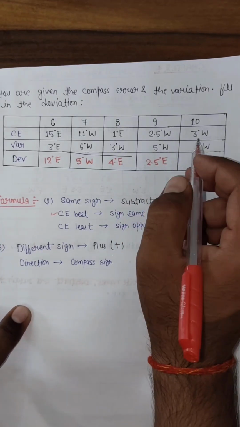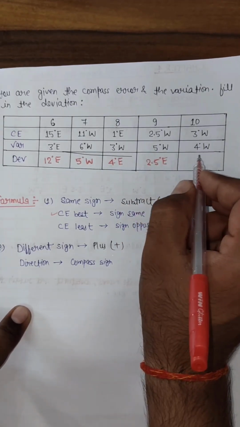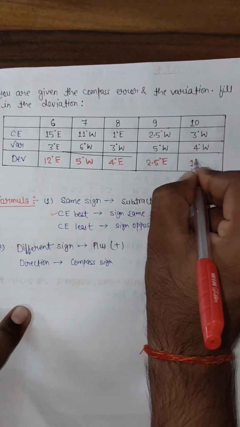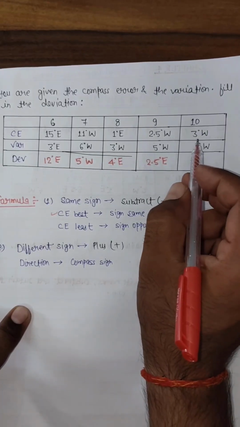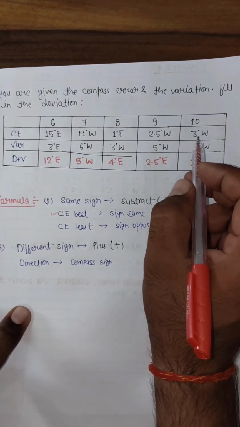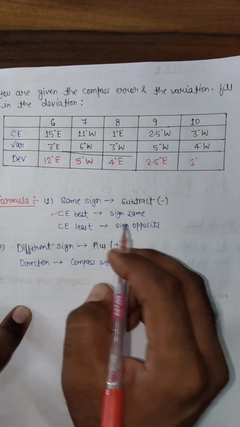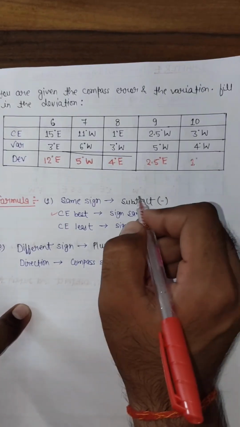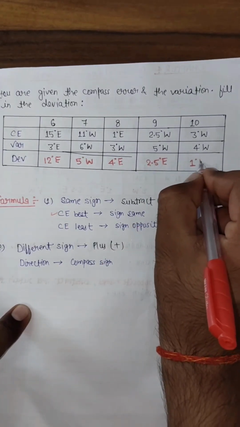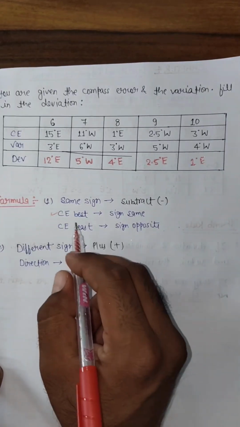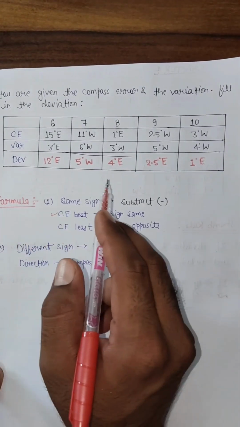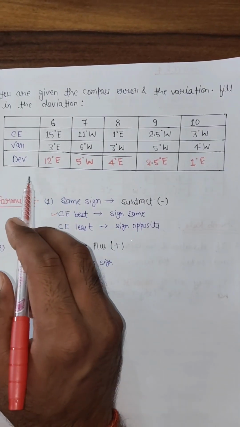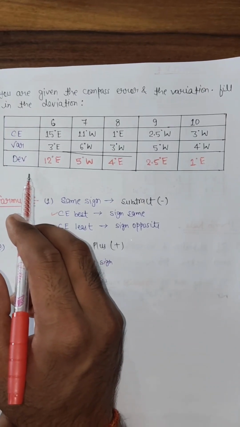In the 10th question, compass error is 3 degree west, variation is 4 degree west. If the sign is the same, then we will subtract, that is 1 degree. And here the compass error is less as compared to variation, meaning the sign would be opposite. So what would the sign be? The sign would be east, 1 degree east. So by using this formula, you can find out the deviation where compass error and variation are given to you, and easily you can get the answer.